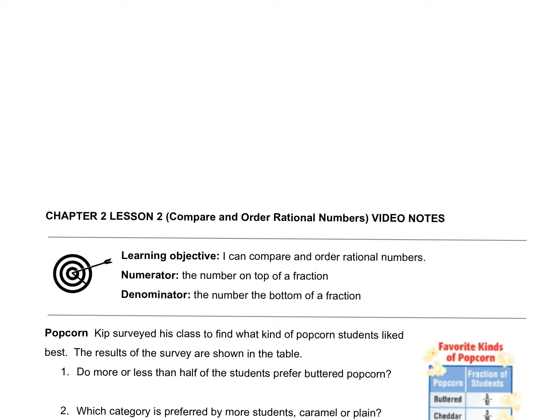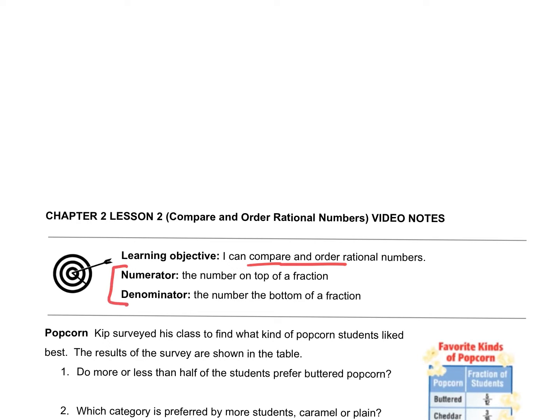So good for you. This is compare and order rational numbers. So we learned about rational numbers last time, knowing that those are numbers that can be written as fractions, and now we want to be able to compare and order them in a certain way. So our little review of vocab here.